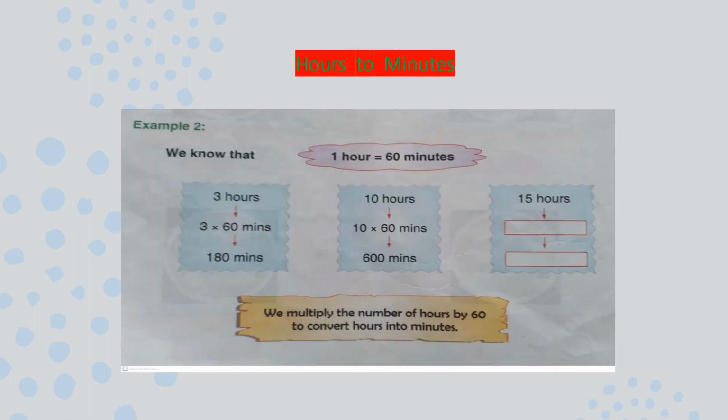Converting hours to minutes. We know that 1 hour is equal to 60 minutes. We multiply the number of hours by 60 to convert hours into minutes. For example, 3 hours is equal to 3 into 60 minutes, which is equal to 180 minutes.